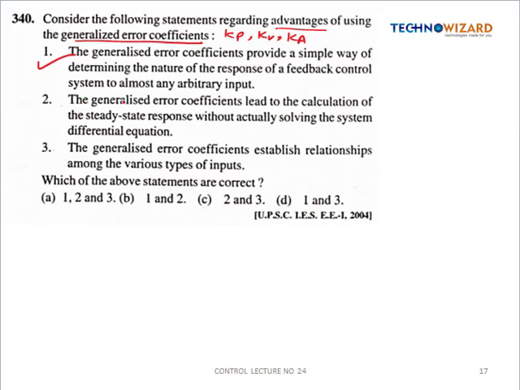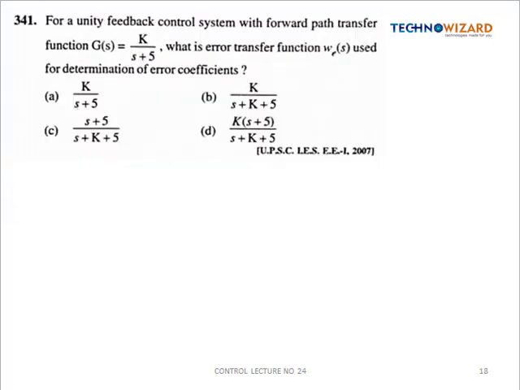Okay, next is, the generalized error coefficient leads to the calculation of the steady state response without actually solving the system differential equation. So we are using this because we have to avoid the calculation. This is a simpler method. Next is, the generalized error coefficient establishes the relationship among the various types of inputs. So this is wrong because it doesn't establish any relationship. So it means 1 and 2 are right, option B.